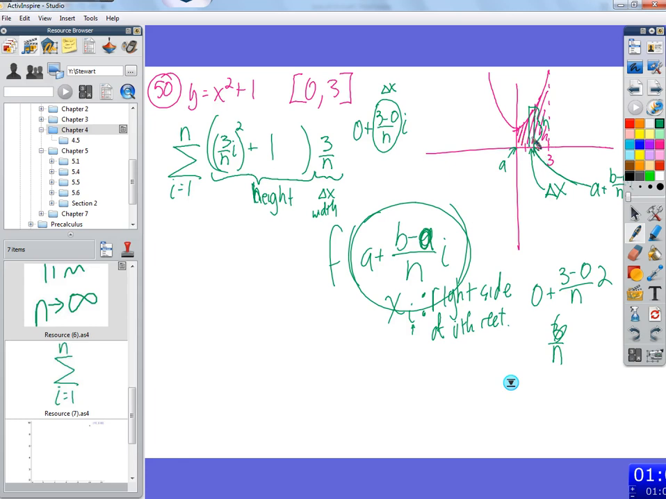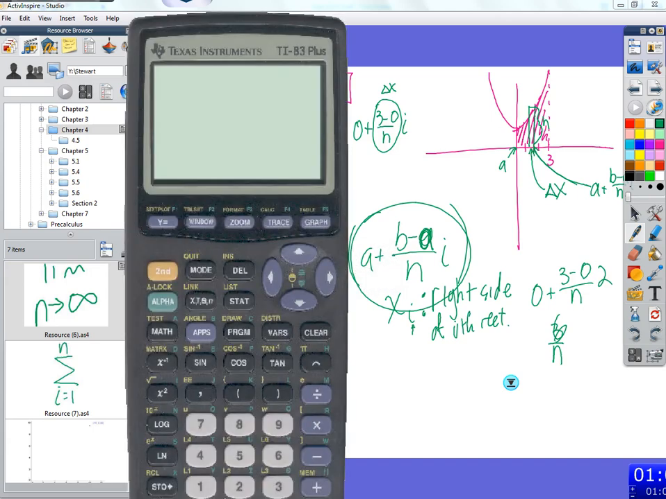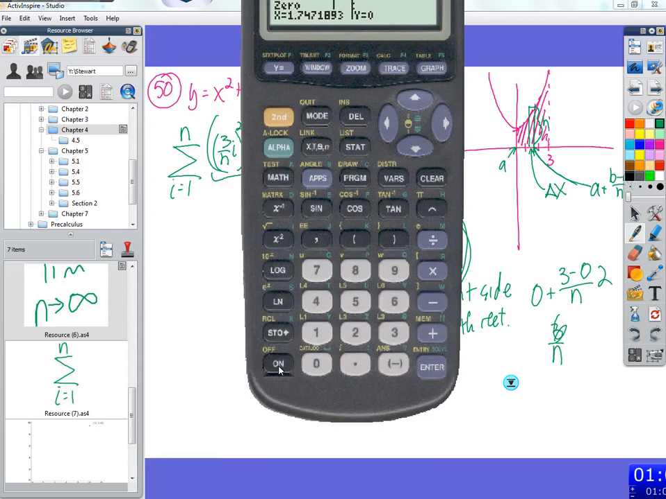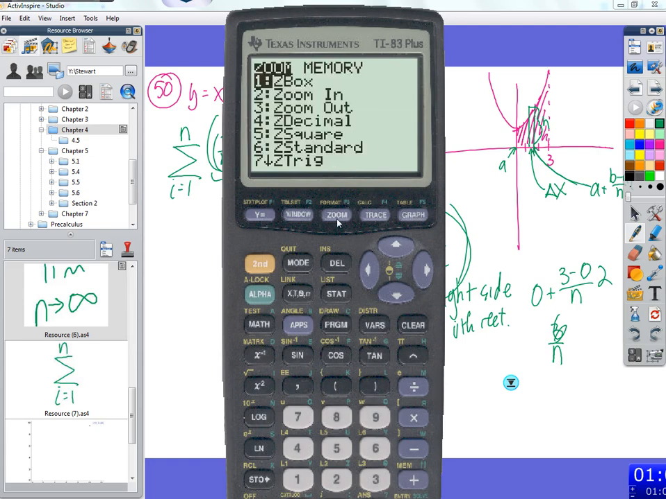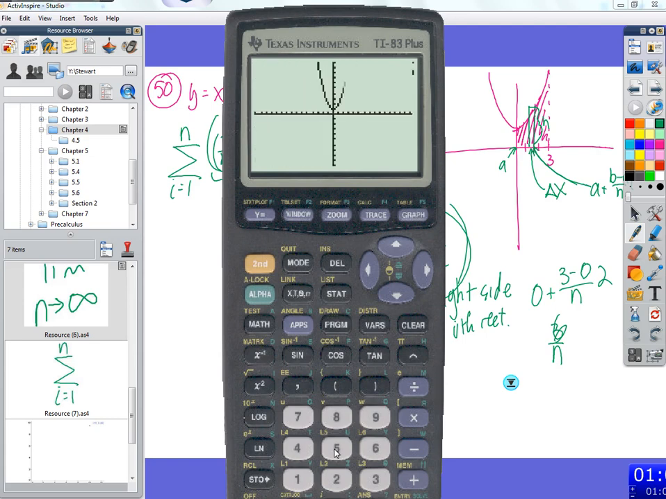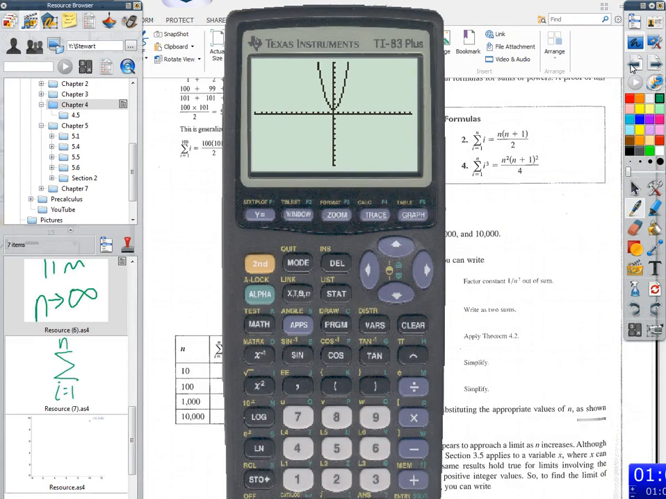If you took this, let's grab this calculator and graph that function. Let's get it turned on. Silly thing about this calculator. X squared plus, no, B squared plus 1. Graph. So we were able to figure out how many squares can fit under that curve.